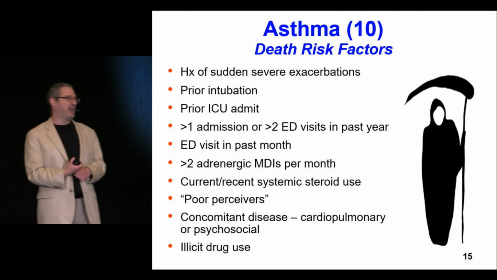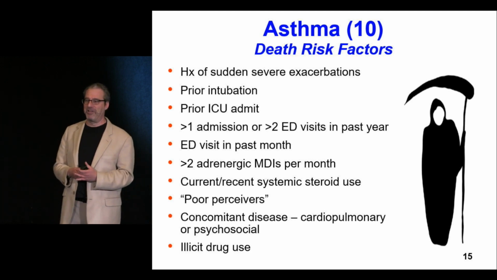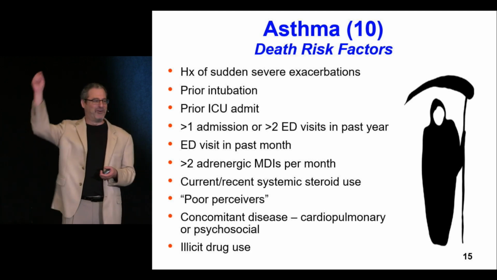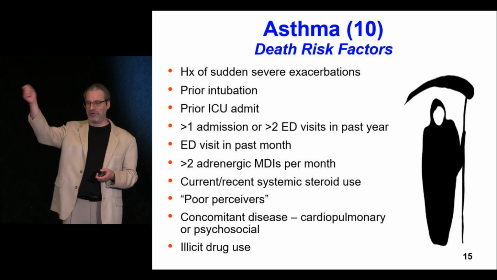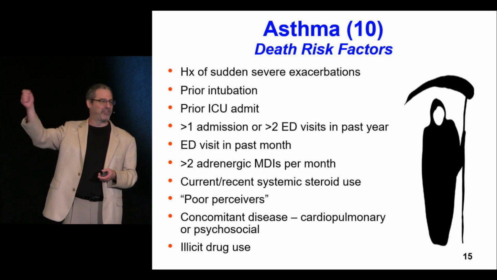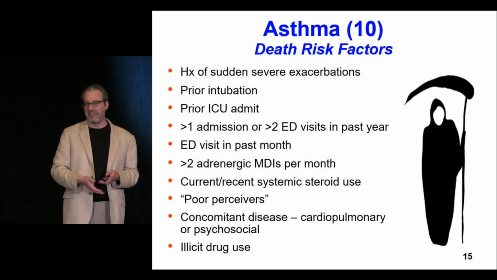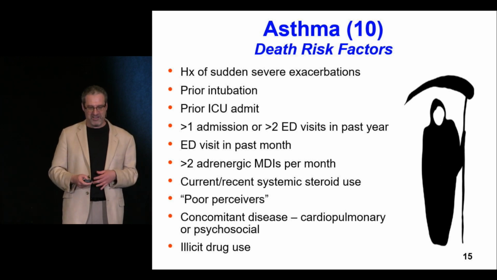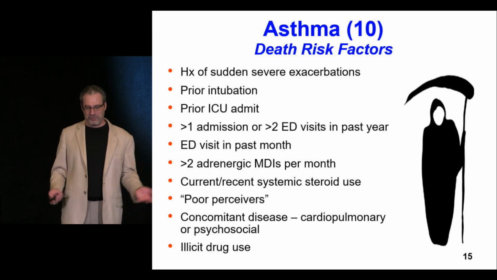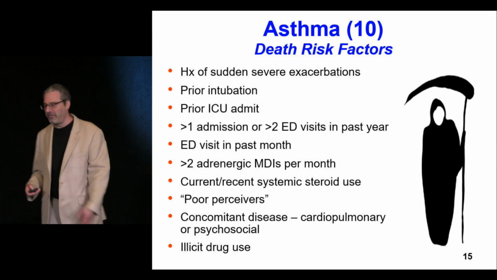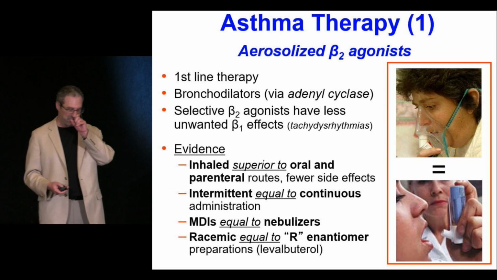Now, this is a very easy slide. If you work at a place where you have one of those systems or automatic populating things that gives you risk factors and history things on asthma, these are all the things that are there. You know, have they been intubated before? All those kind of things. And I don't think there's anything that unexpected on here. Patients that aren't treated, that are poor perceivers, that are in the ICU all the time. Obviously, you're more worried about those patients.